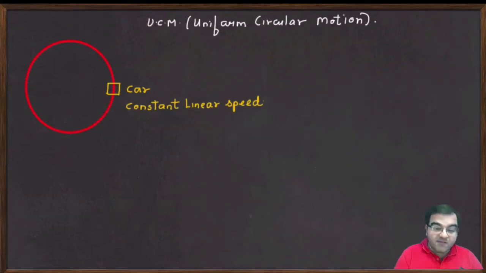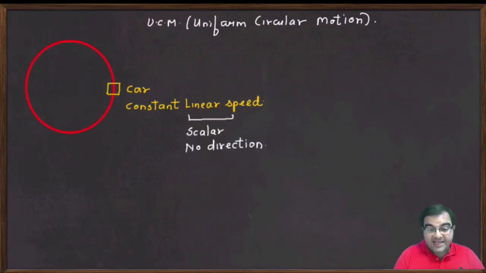Now, whenever the speed of the car, I would say the linear speed of the car, is constant, you say your body is moving in uniform circular motion. So this car is going to move along the circle with a constant linear speed. Since it is speed, please don't focus on the directions. We are just going to focus on the fact that the speed is constant. So it is a scalar, it's got no direction, and the speed is constant.